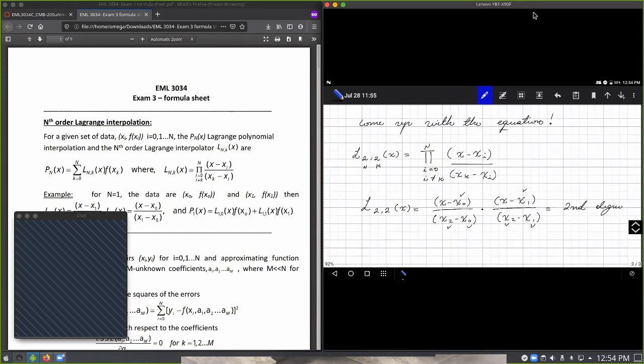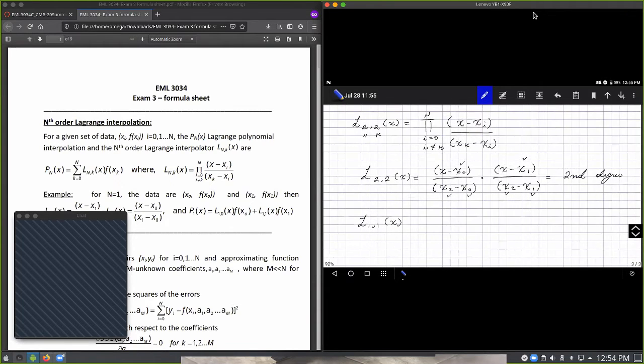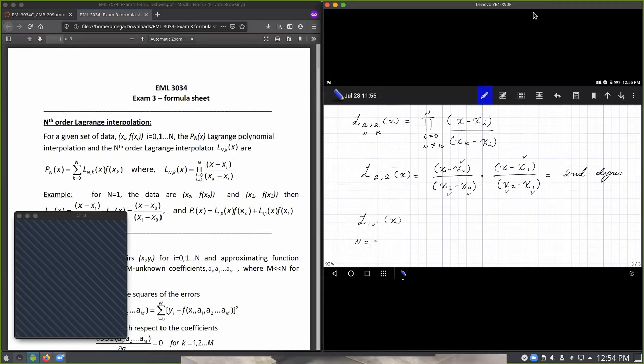So that's how you go about solving this, depending on what they tell you. If they tell you L1 of x, then I know that n is going to be equal to 1 and k is going to be equal to 1. Again, if I remember correctly, the one on the left is the n, the one on the right is the k. The one on the right will never be higher than the one on the left, but n can be higher than k. So this will be x minus x naught. You always start counting from 0, and then this will be x1 minus x naught.